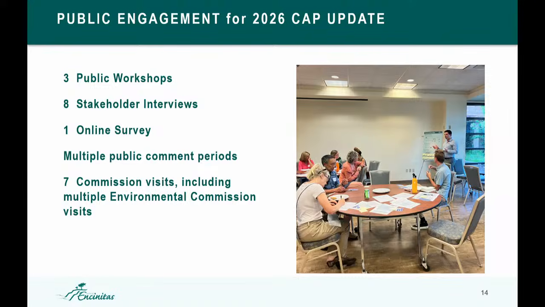So 3 public workshops over the few years that the CAP update has been in process, 8 stakeholder interviews, there was an online survey, and multiple public comment periods, with the different versions, the drafts that were available to the public to comment on. And then multiple times, 7 times, we went to visit commissions to get feedback from city commissions as well. That included the Environmental Commission, but also Planning Commission, Youth Commission, Senior Commission, Traffic and Public Safety Commission, nearly all the commissions we visited.